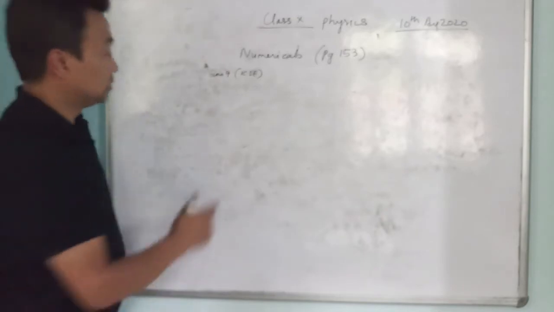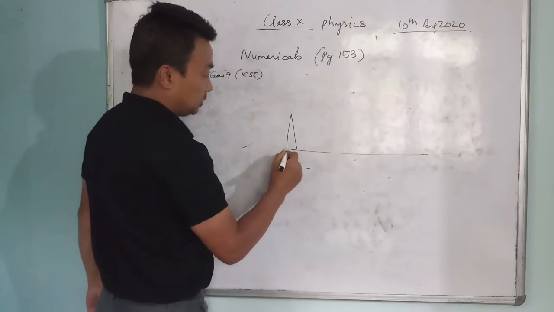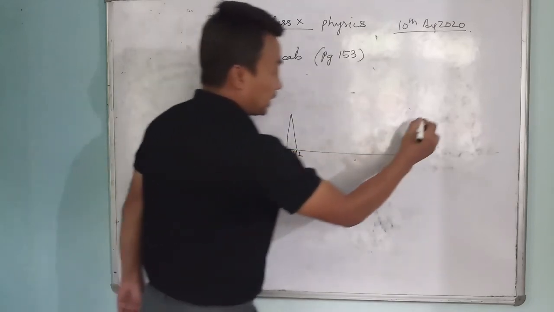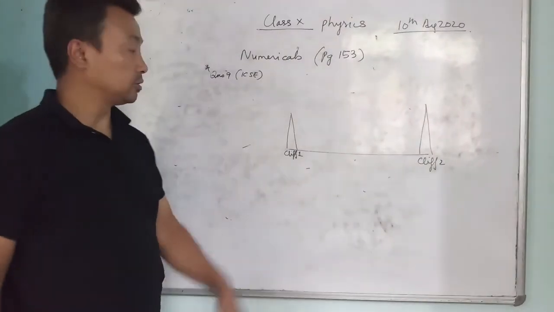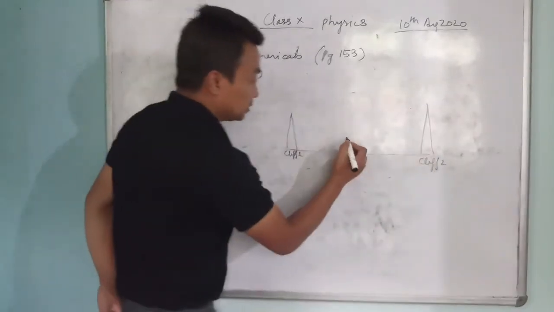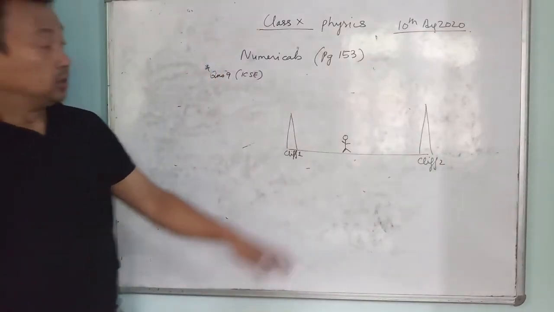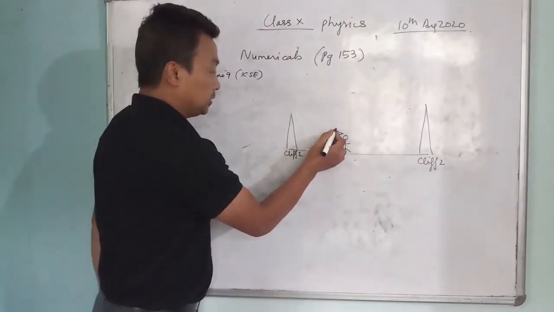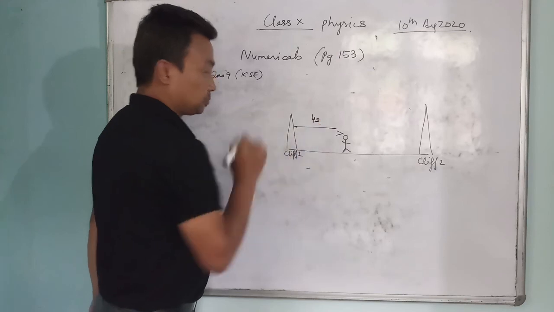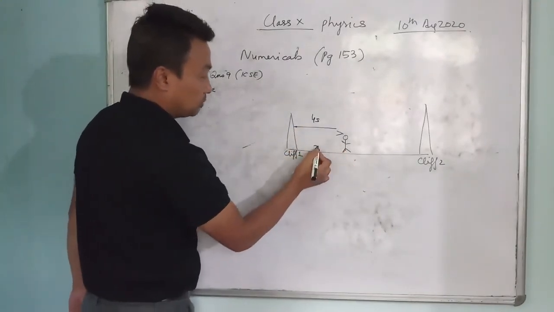So let me draw the 2 vertical cliffs here. Let us say this is one cliff and this is another cliff. So we have 2 vertical cliffs. In between these 2 vertical cliffs, there is a person standing here. Now suppose this person faces cliff one first and makes a sound, then he hears the echo after 4 seconds. So let us take the first case. Let the distance between the person and cliff one be x.